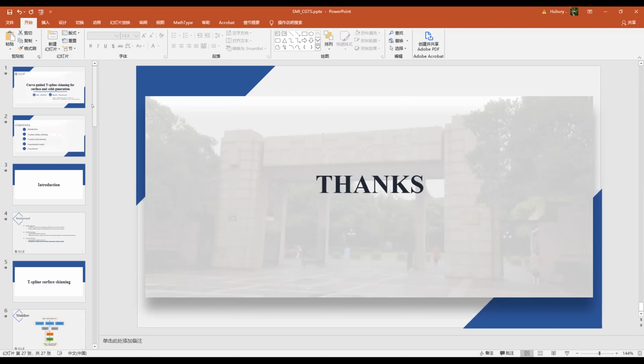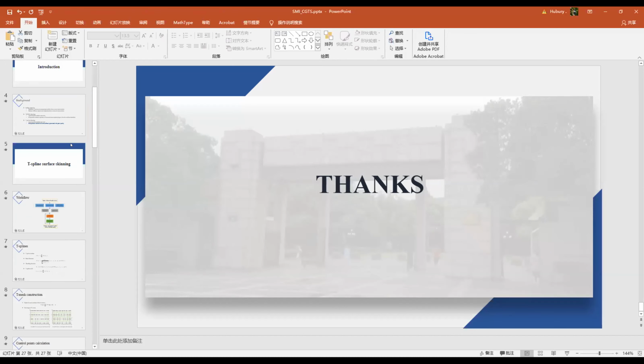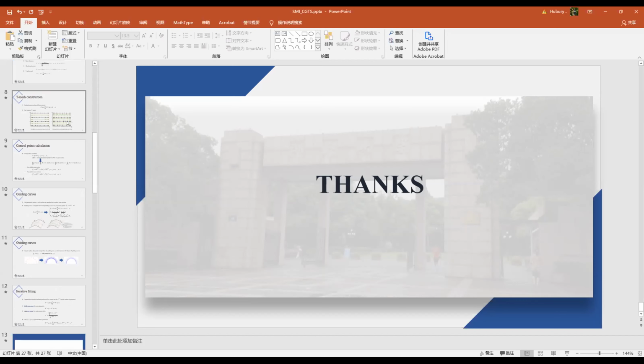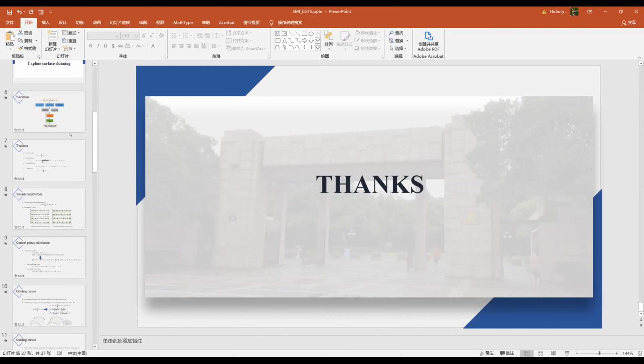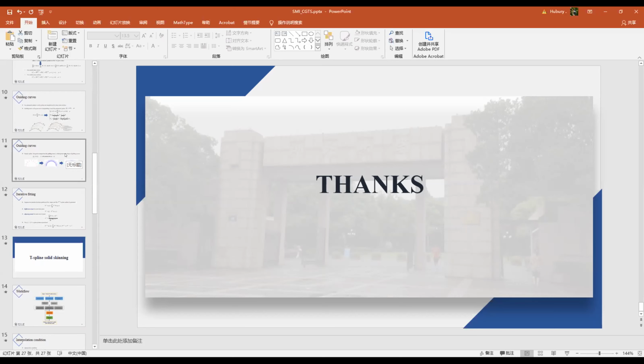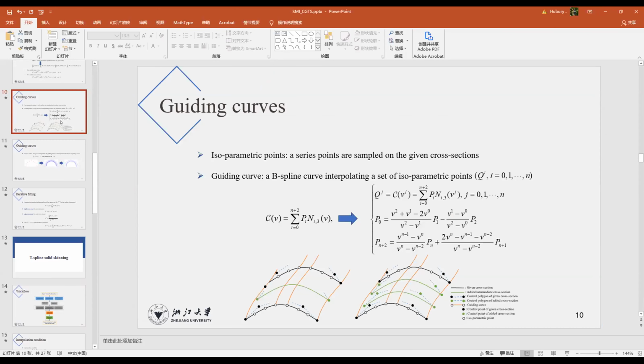The input for this method is you need guided T-spline as the guiding curves, right? Guiding curves. Yeah, how to choose the guiding curves, or how to give the guiding curves to guarantee the skinning.